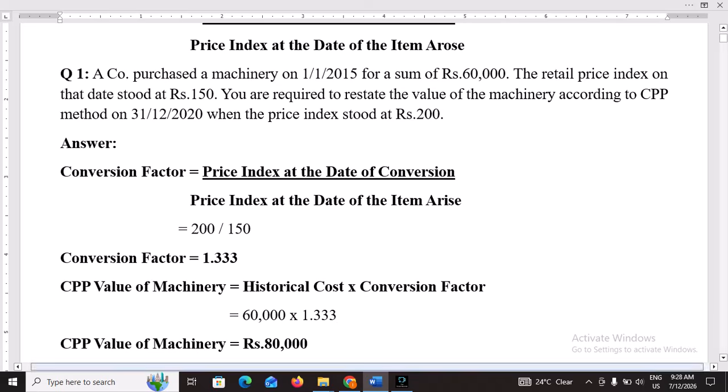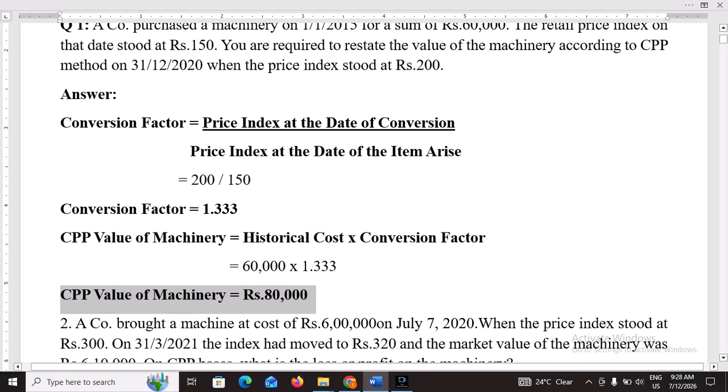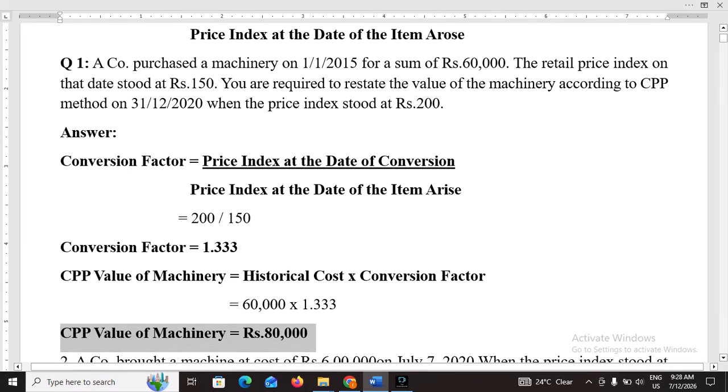Okay, take your calculator. 60,000 into 1.3333 taken to the end. So you will get the CPP value of machinery as rupees 80,000. This is the solution of this problem. Hope you guys understood. Okay, done.